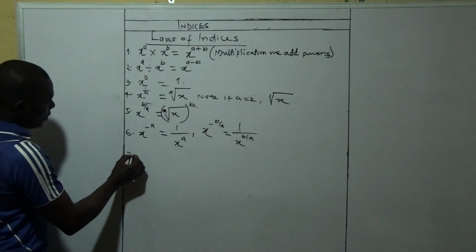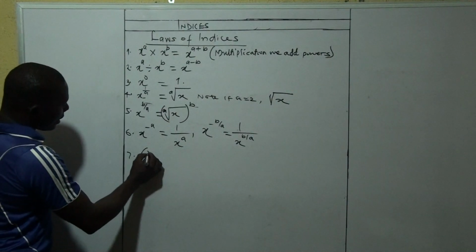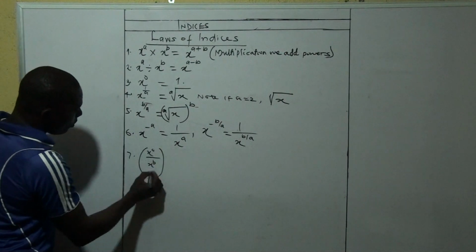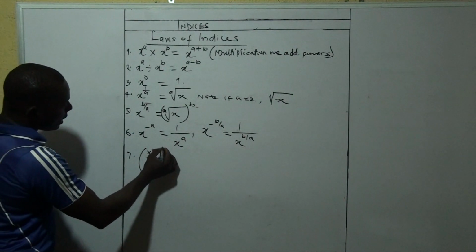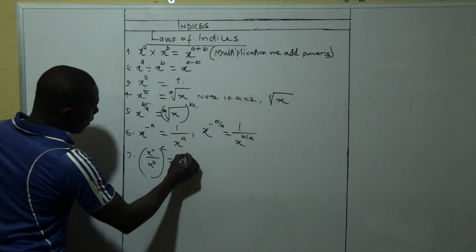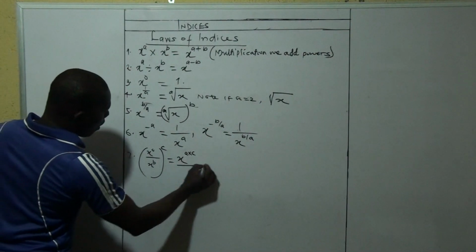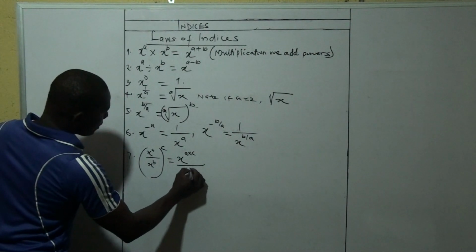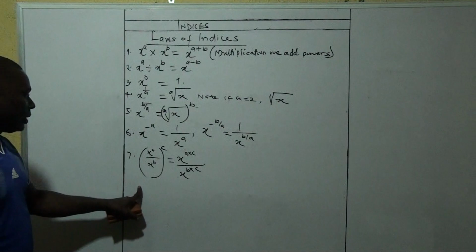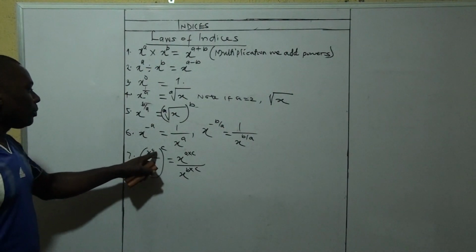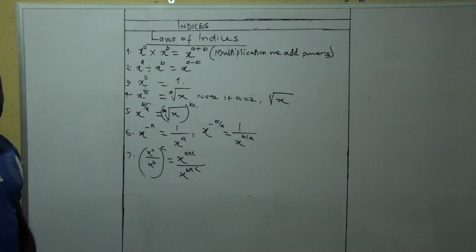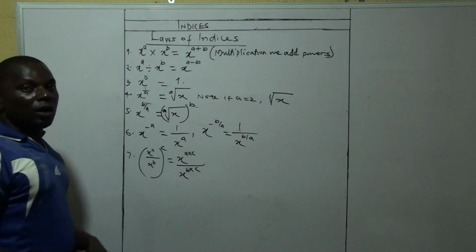Then 7: if we have, for instance, x raised to power a all over x raised to power b, all in bracket, and we also have another exponent here, say c. This simply means x raised to power a times c all over x raised to power b times c. So this c, which is an exponent outside, also multiplies the exponent inside. All these ones are just extended laws of indices.